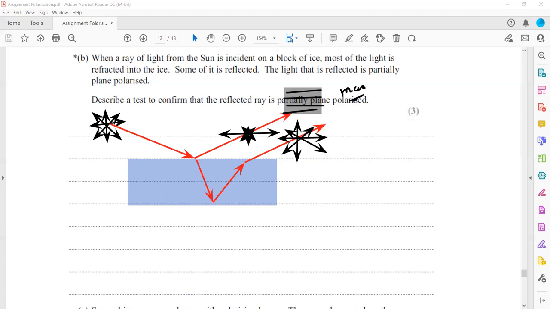Then we start to rotate, and when we rotate the polarizing filter by 90 degrees, there will be no light. Then again we rotate by 90, there will be light again. So we'll use a polarizing filter, rotate it, and after every 90-degree rotation, the intensity of the light completely changes. It will be minimum, maximum, minimum, maximum.